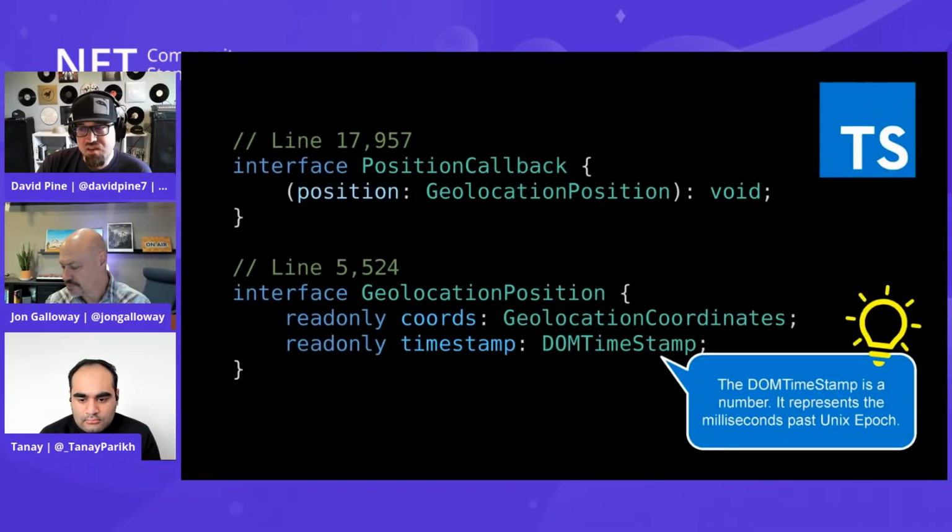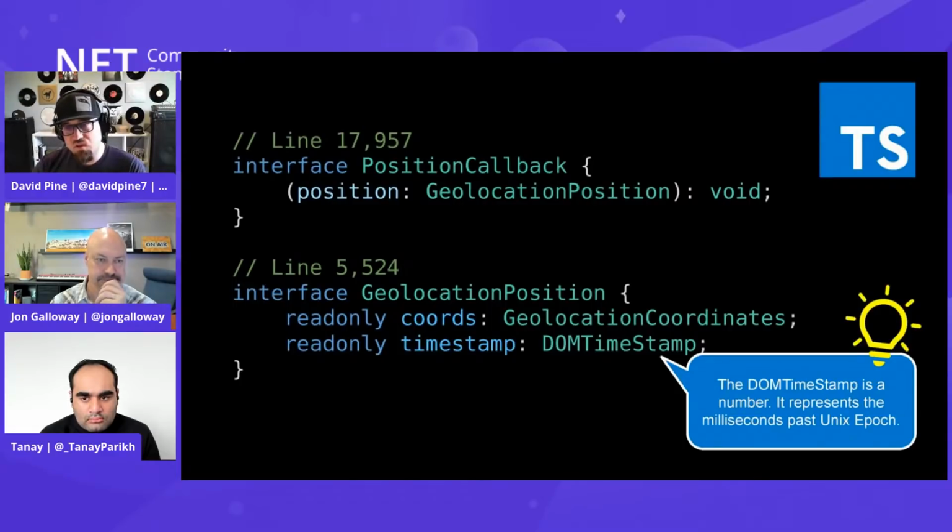The geolocation position is a little interface that's got a coordinates, which is a geolocation coordinates object, and then a timestamp, which is a DOM timestamp. So DOM timestamps, there's not really a type that is friendly to convert over from JavaScript or TypeScript to .NET. In this case, we would just use a long, because the DOM timestamp is actually a number, and that's the milliseconds past Unix epoch. So the source generator is smart enough to see these types and add read-only date time objects that do the math for you.